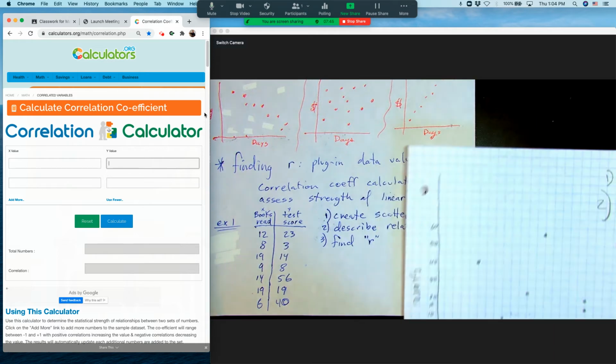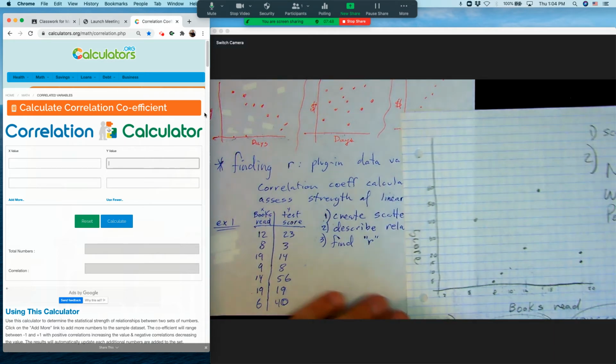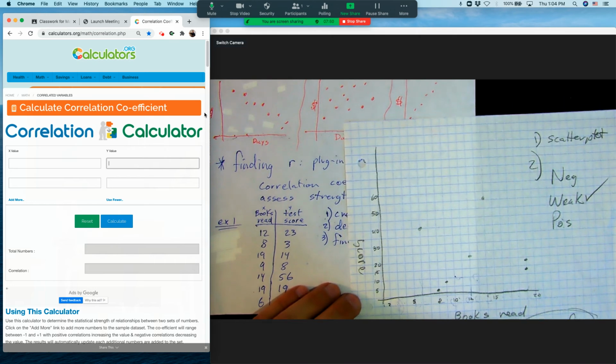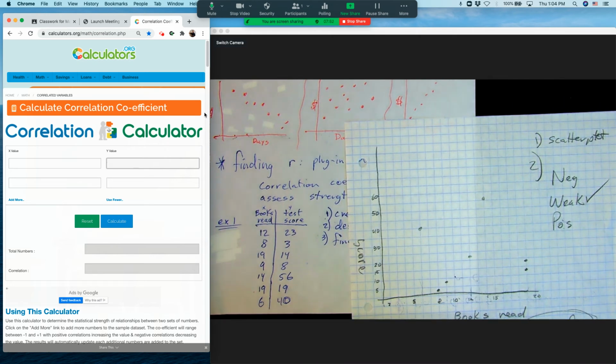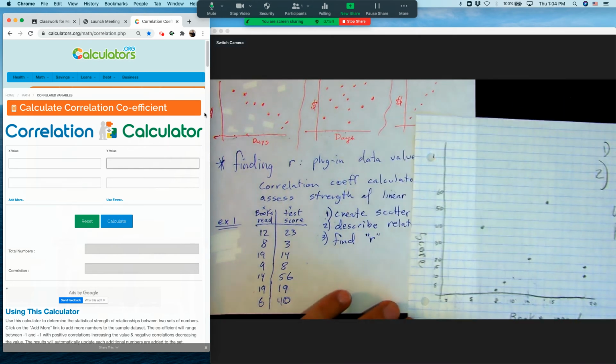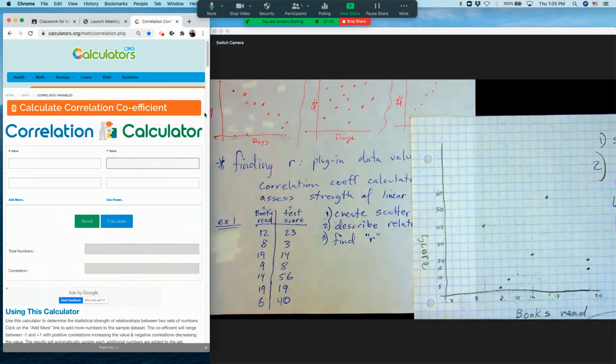Be careful when you do this, because for the scatter plot you have to look at the range of values. For X and Y, books read, we go from 8 to 19, so I set it up where I go all the way out to 20. For the test scores, we go from 3 to 56, so I counted by fives, and I got all the way to 60, and that'll cover everything. So I make all these points based on my data, right?